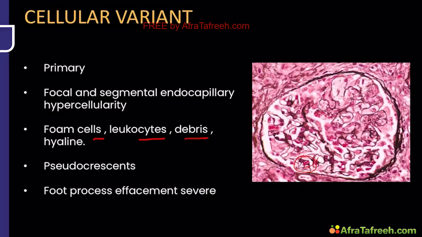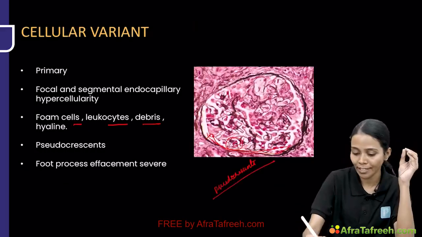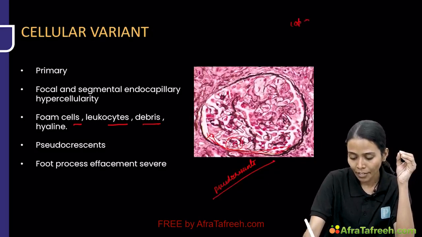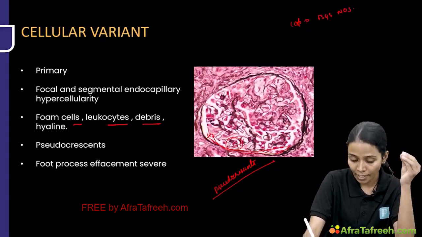Okay. And because there is inflammation or hypercellularity, the overlying podocytes are going to hypertrophy. Okay, so the overlying podocytes, when they hypertrophy, form something like a pseudocrescent. Okay, so all this is because of the visceral podocyte, like how we read cellular cap in FSGS NOS. This is another type, which is cellular variant.